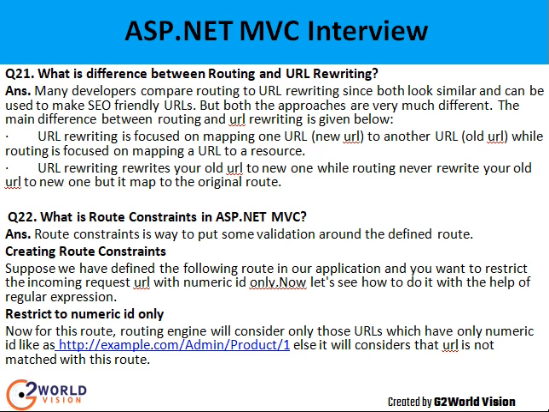Now let's see how to do it with a regular expression to restrict to numeric ID only. The routing engine will consider only those URLs which have a numeric ID, like the example URL, else it will be considered that the URL is not matched to the route.